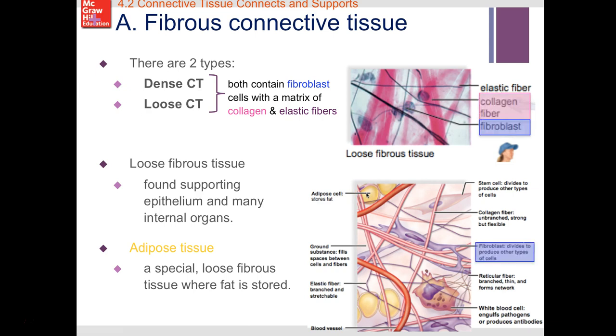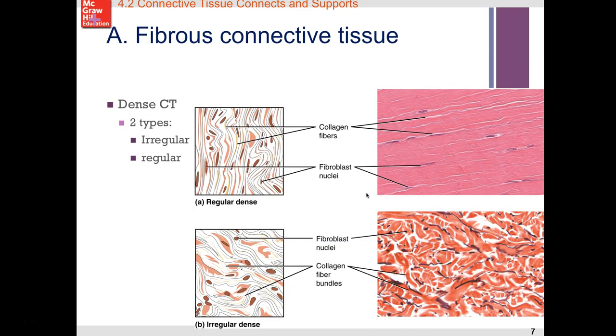And I forgot I have all of these highlighted for you. Okay, so then we move into dense connective tissue, and there are two different types here. We have our regular dense, which you can see when we look at a tissue slide, all of the collagen fibers are really nicely parallel to one another. We even have these fibroblasts paralleled in between the collagen fibers, neatly organized.